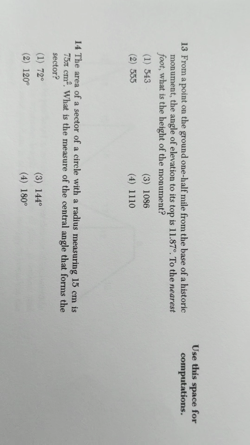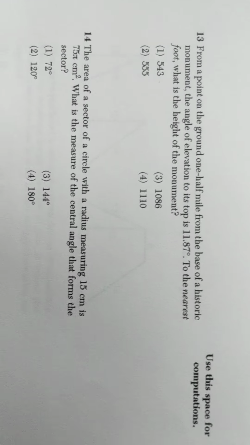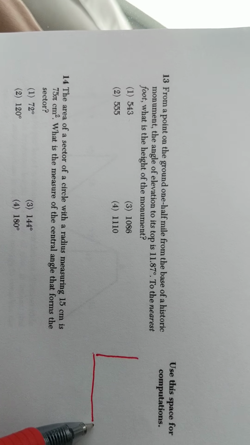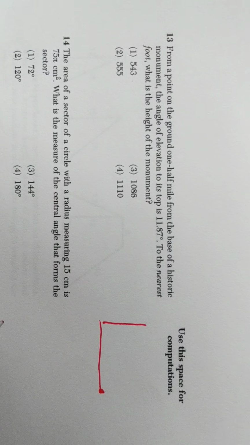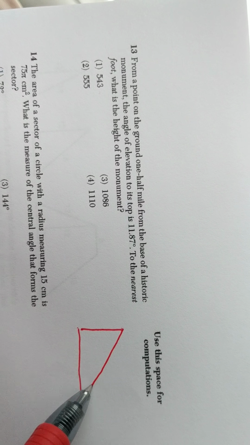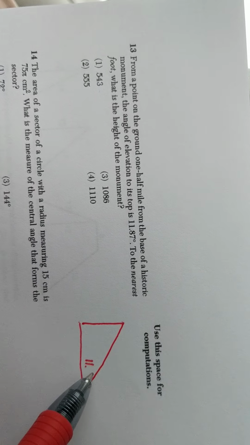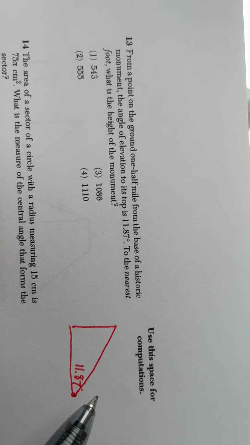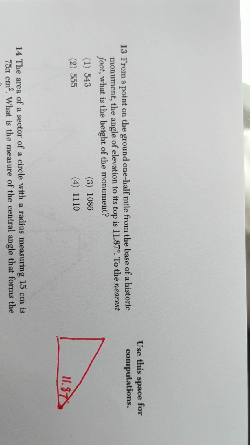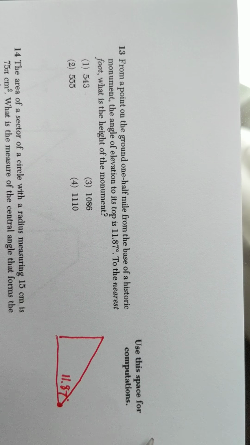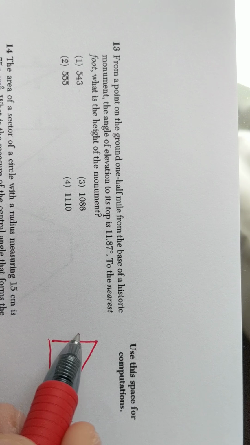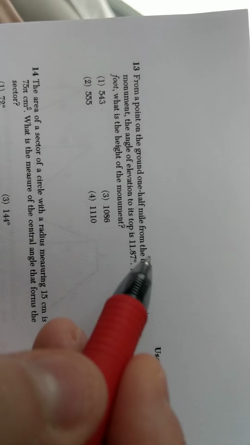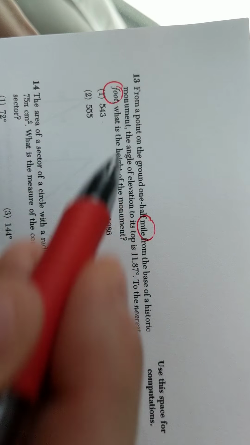From a point on the ground, 1/2 mile from the base of a historic monument. All right, we got to draw a picture here. We got a monument, and we have a point on the ground where there's an angle of elevation of 11.87 degrees and 1/2 mile. Well, we got miles, and it wants to know to the nearest foot what is the height of the monument in feet.